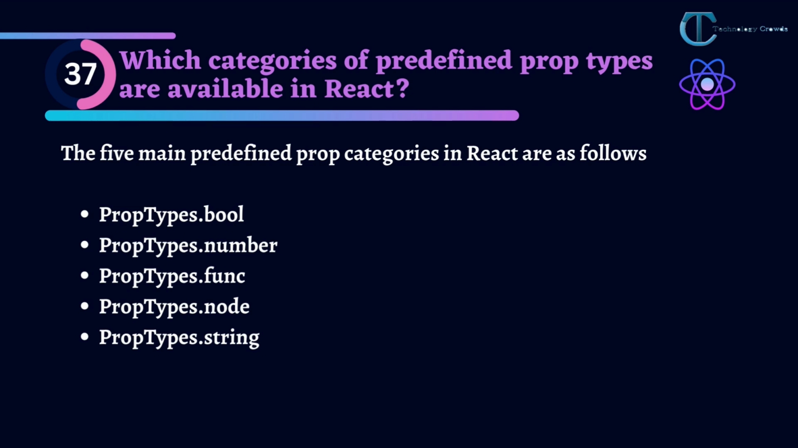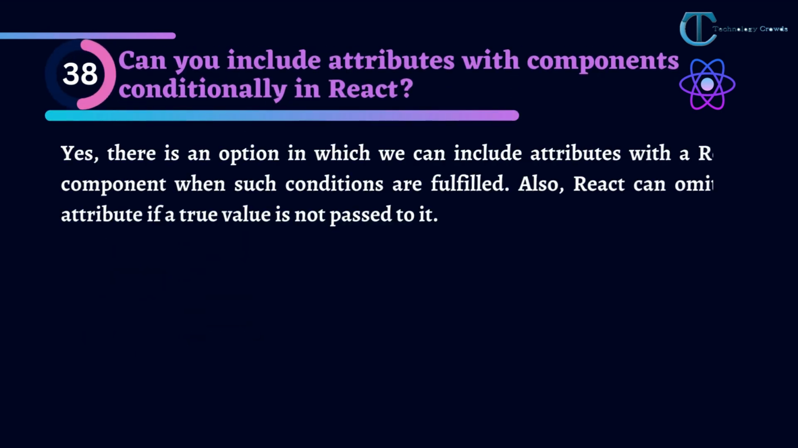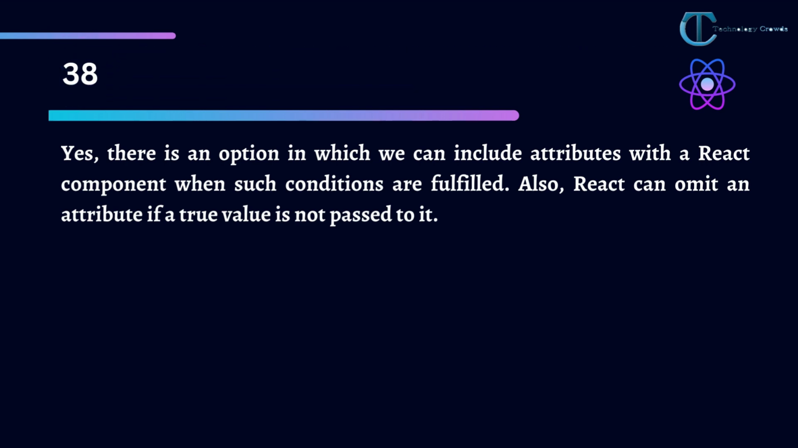37. Which categories of predefined prop types are available in React? The 5 main predefined prop categories in React are as follows. PropTypes.bool, PropTypes.number, PropTypes.func, PropTypes.node, PropTypes.string. 38. Can you include attributes with components conditionally in React? Yes, there is an option in which we can include attributes with a React component when such conditions are fulfilled. Also, React can omit an attribute if a true value is not passed to it.